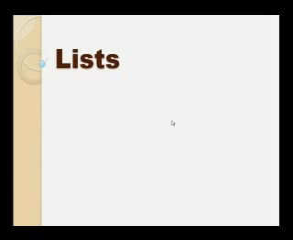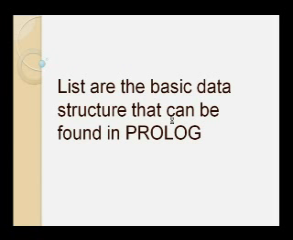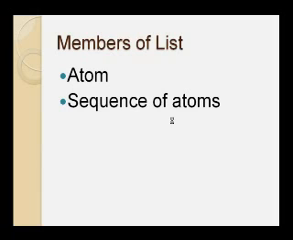So far we have learned about some of the basic concepts in Prolog. Now we'll look at some other concepts. Lists. Lists are the data structure that can be found in Prolog. This is just like a data array that can be used in the procedural paradigm. A list consists of atoms or a sequence of atoms.